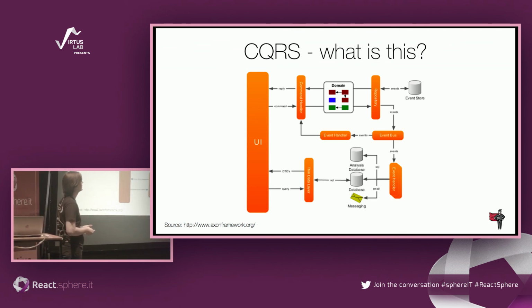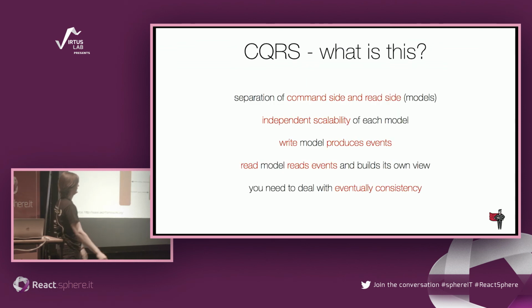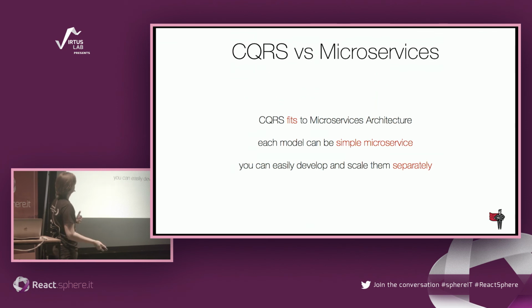Which system needs to process the events and to build the view, to build, for example, the list. So it's really cool that you can separate it, but you need to face eventual consistency. So how does CQRS fit microservices?